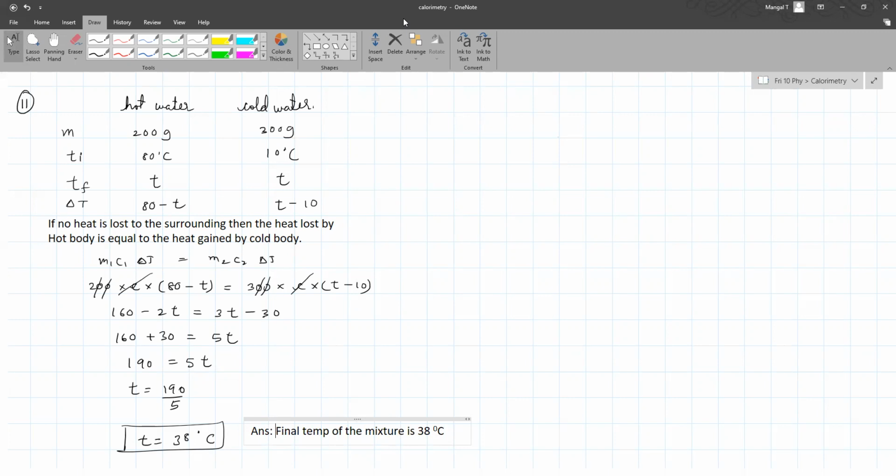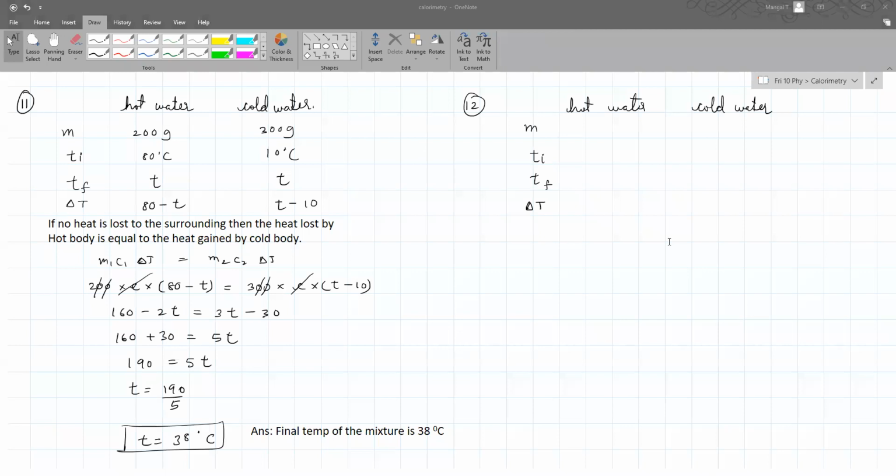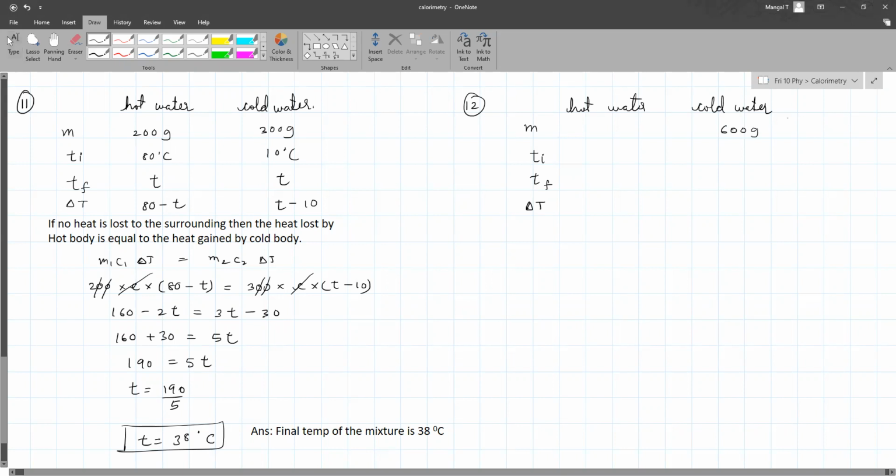Fine. So after this, we'll do question number 12. The temperature of 600 grams of cold water rises by 15. Now, this is the very important statement that delta T is given, rises by 15 when 300 grams of hot water at 50 degrees Celsius is added. What is the initial temperature of cold water?